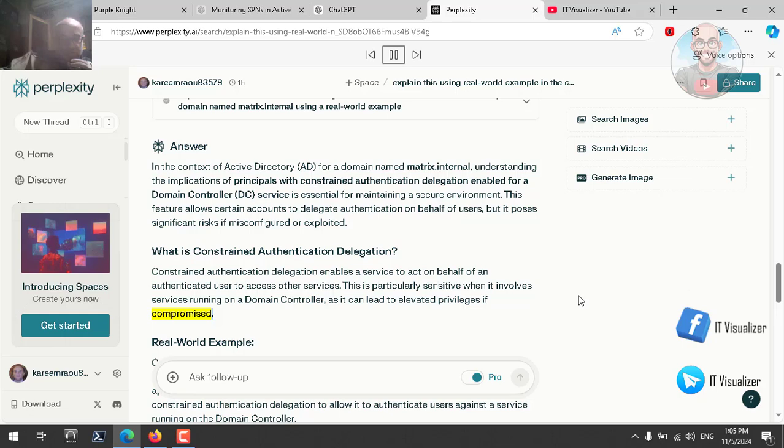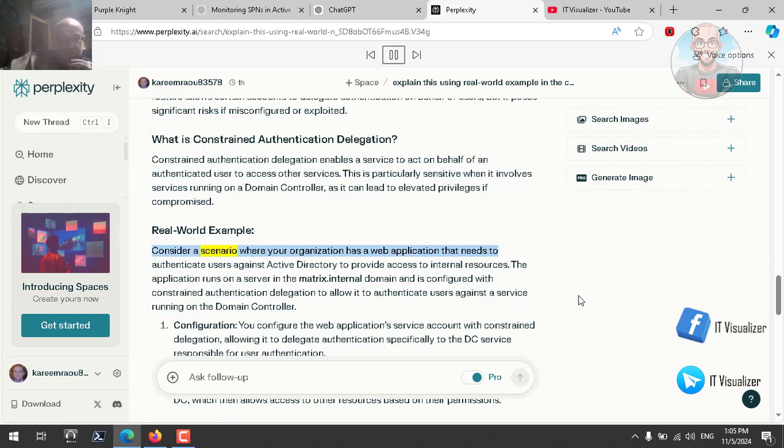Real-world example. Consider a scenario where your organization has a web application that needs to authenticate users against Active Directory to provide access to internal resources. The application runs on a server in the matrix.internal domain and is configured with constrained authentication delegation to allow it to authenticate users against a service running on the domain controller. Configuration. You configure the web application service account with constrained delegation, allowing it to delegate authentication specifically to the DC service responsible for user authentication.